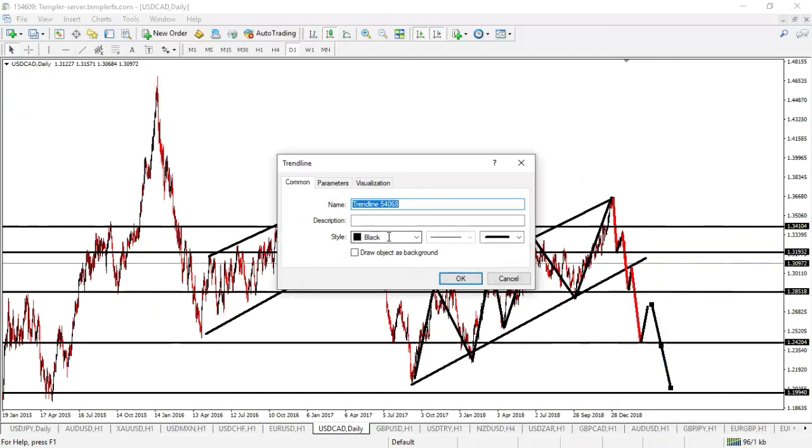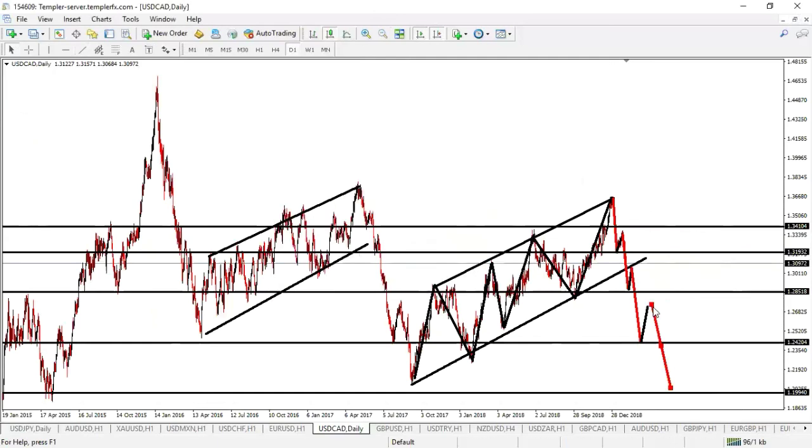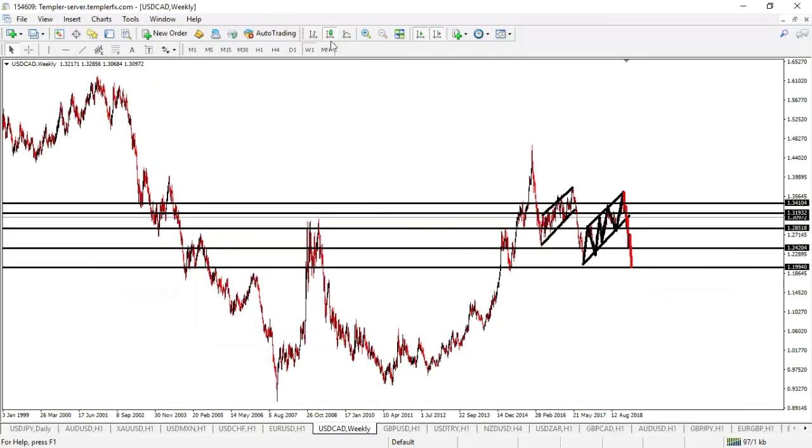Let's put this in red real quick. So this is how it will go. This is a daily chart, and this is how I see the USD CAD, the US dollar Canadian dollar pair. Let's look at the weekly. It's exactly the same thing, as you can see in the weekly. It's almost the same kind of view.